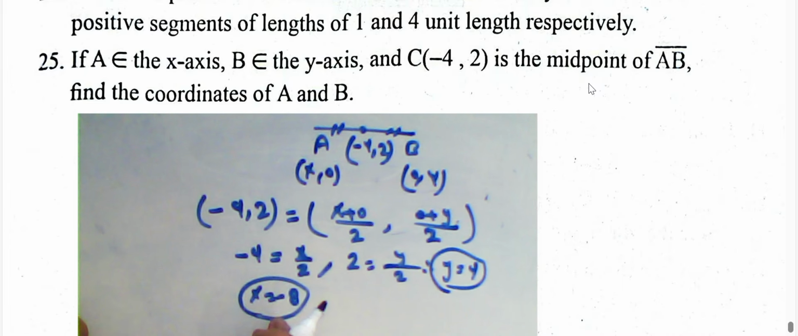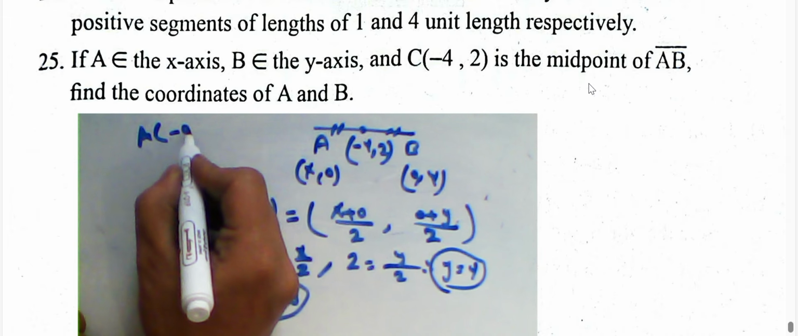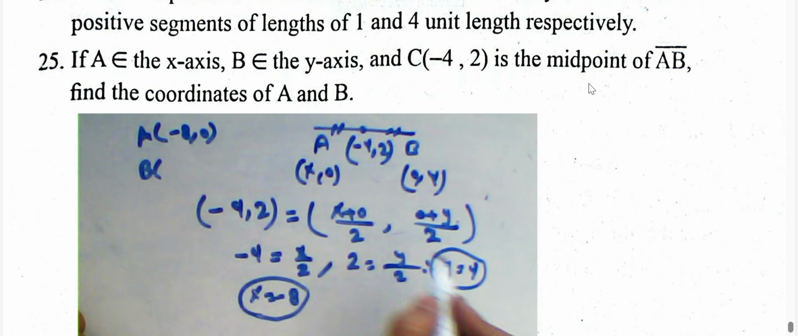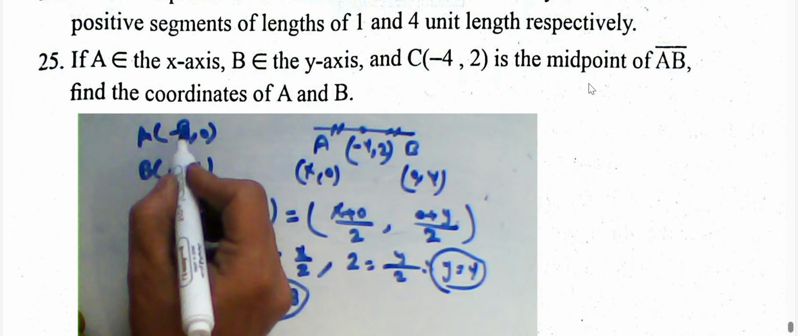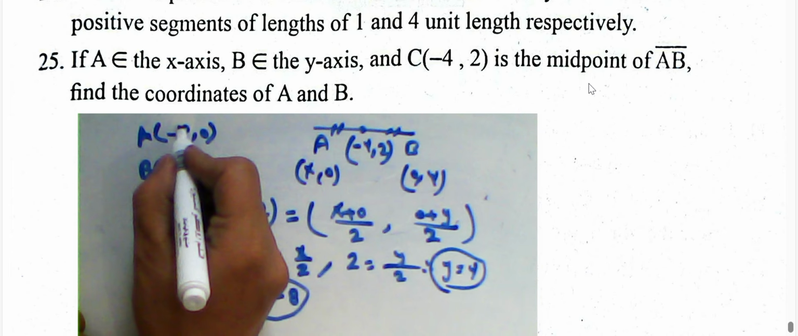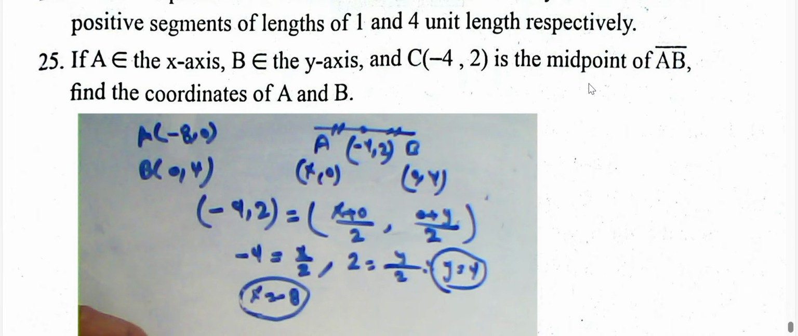Then the coordinates of point A will be negative 8 and 0, and point B will be 0 and 4. Negative 8 and 0, and here 0 and 4. We have points A and B.